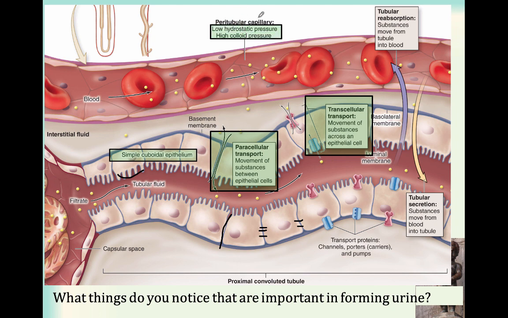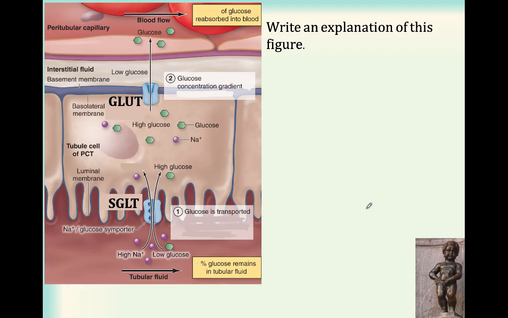We have this peritubular capillary, and it has a low hydrostatic pressure and a high colloid pressure, which means it's going to help draw fluid into the inside and reclaim some of that stuff. Then again, we have more transport proteins on the basal surface of these cuboidal epithelial cells. All of that helps contribute to the final makeup of the filtrate and hence the urine, what it's going to look like.